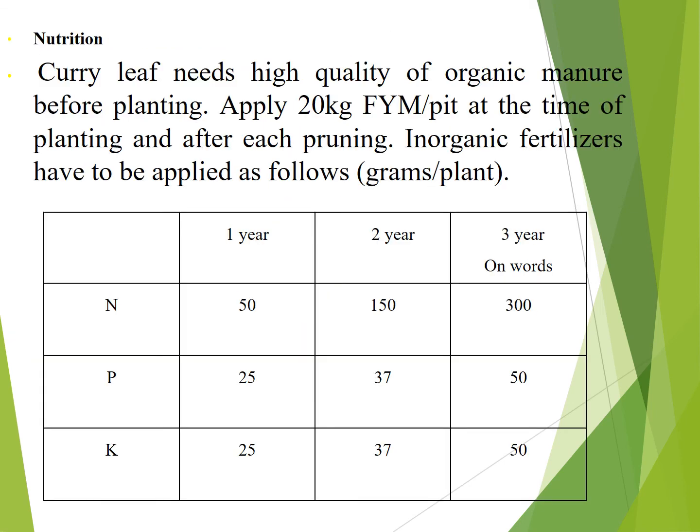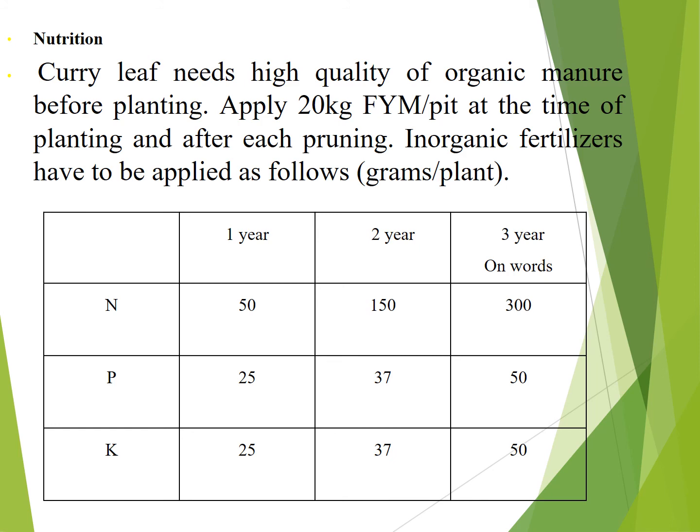Then nutrition. Curry leaf needs a good quantity of organic matter before planting. Apply 20 kg FYM per pit at the time of planting and after each pruning. Also apply inorganic fertilizers in grams per plant. In NPK, in the first year 50 gram N, 25 gram P and 25 gram K should be applied.